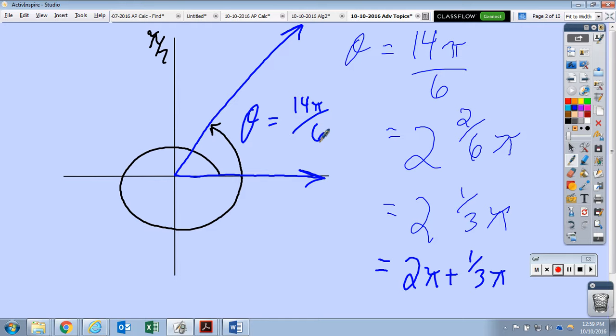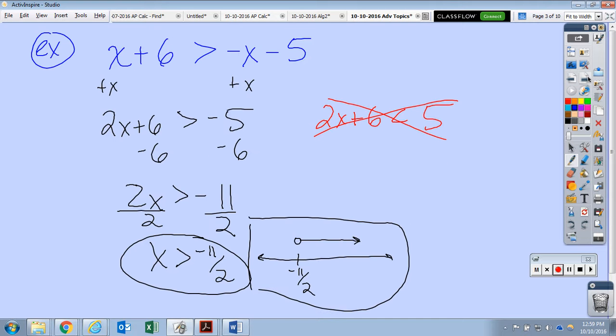Okay, so I want to go over quickly some examples from the quiz where I saw some mistakes being made. You had a couple of these, two that were very simple linear inequalities. If I have x plus 6 is greater than negative x minus 5, first I want to get all my x's on one side and all my constants on the other. Add 6 to each side, you get to here. Subtract 6 from each side, you get to here, then divide by 2, and you're done, you graph.